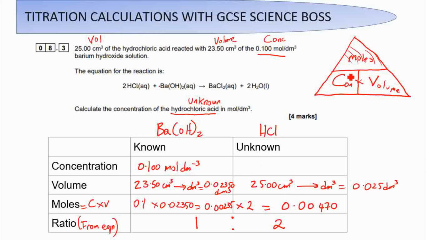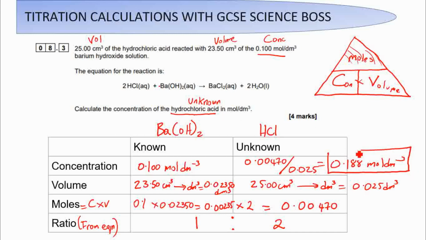And concentration is equal to, if you cover that, moles divided by volume. So I have my moles here, 0.00470. You divide that by the volume, 0.025, okay, and that's going to be equal to 0.188 moles per dm cube. All right, so the concentration, our answer, is equal to moles per dm cube. So technically what you're doing is working from your left going all the way around to the right side of your table. All right, 4 marks.